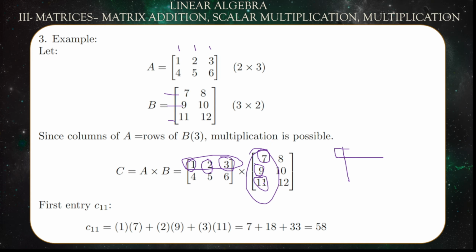Then finally, C22, which is multiplying the second row of the first matrix times the second column of the second matrix.